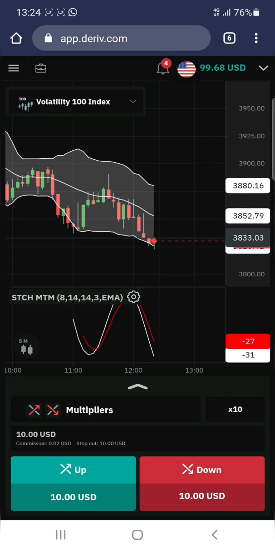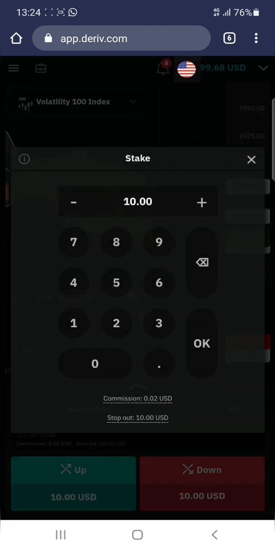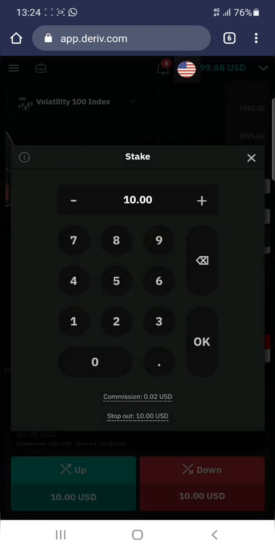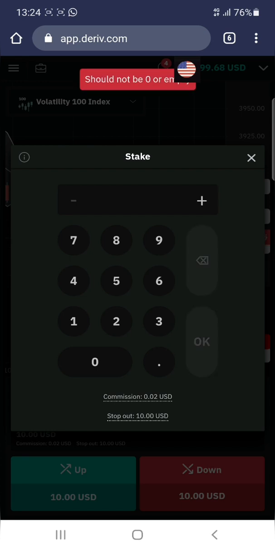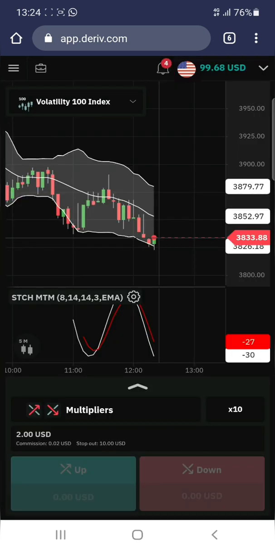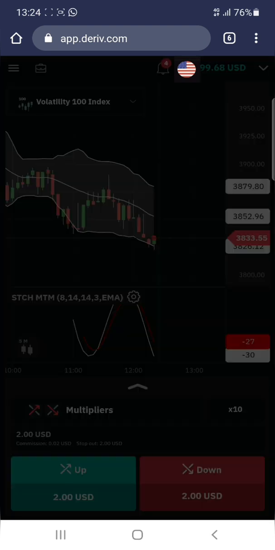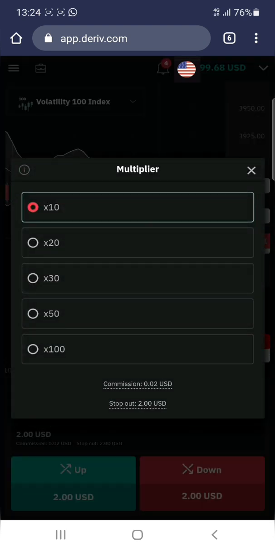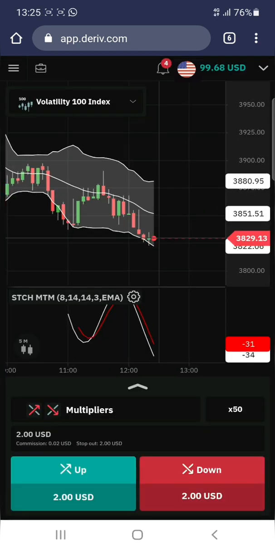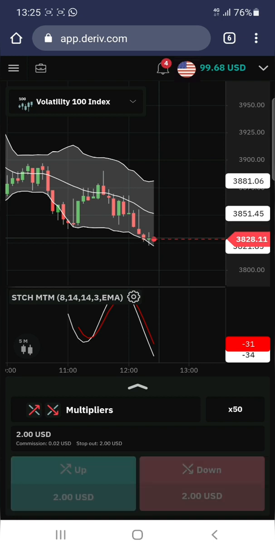So right now, my account, I traded this account to $99, almost $100. So if I want to trade right now, I will use like 1% or 2% of this account. So I'm going to be trading with, let's say, $2, keeping it safe. Then my leverage, I'm going to be using like 50x. This is risky, but I'm going to be trading 50x. So from what I'm seeing, the market is going down, so down.